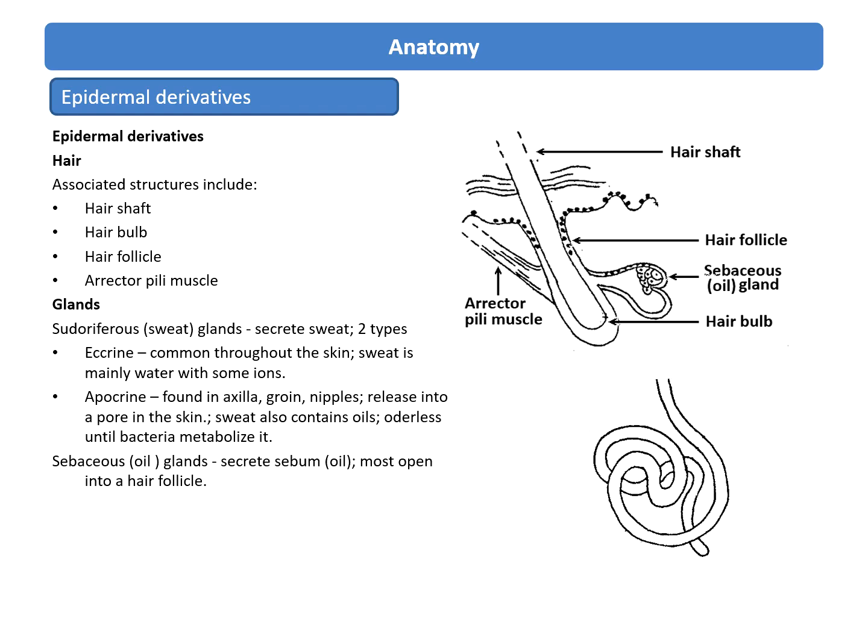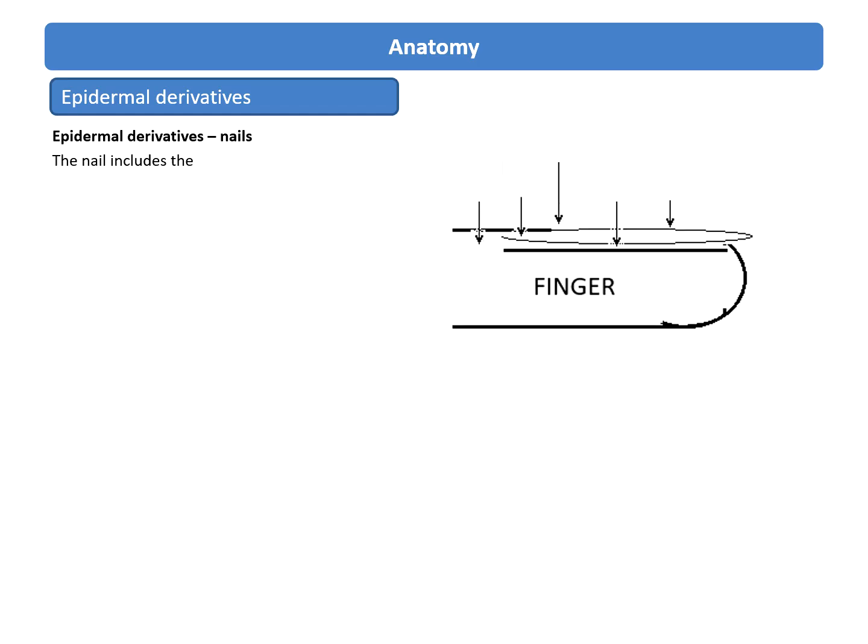Sebaceous or oil glands secrete sebum, oil. Most open into a hair follicle. Ceruminous glands are found in the ears, and they secrete a waxy material. Another epidermal derivative are the nails.